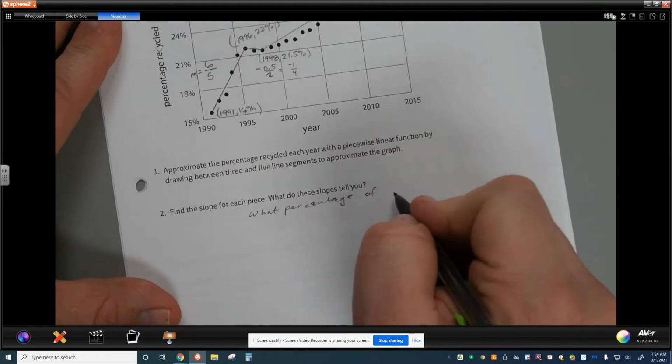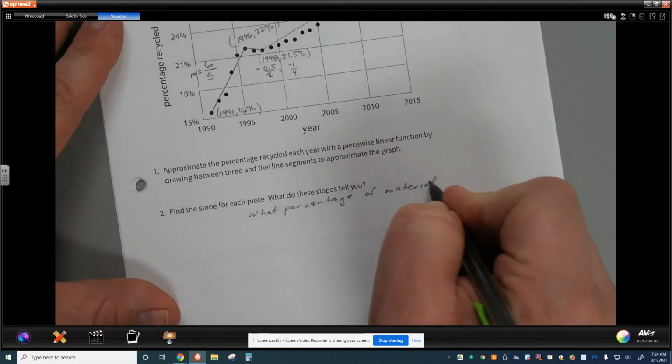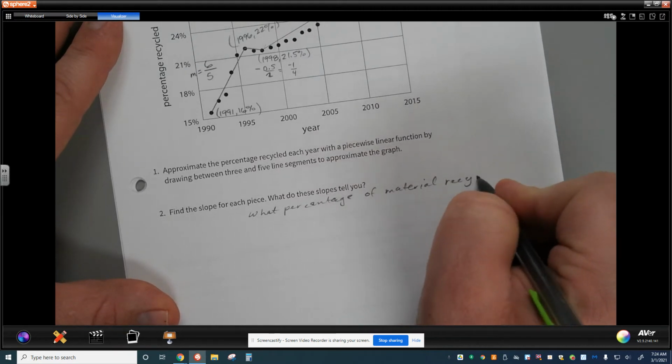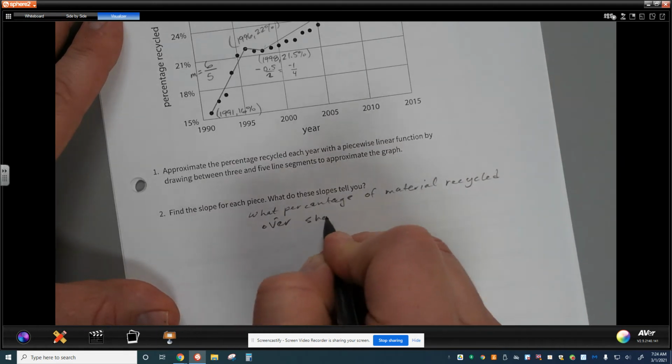of material recycled over short periods of time look like.